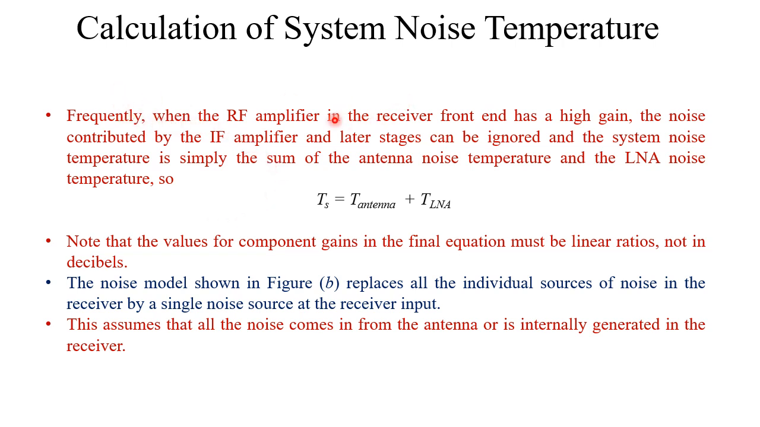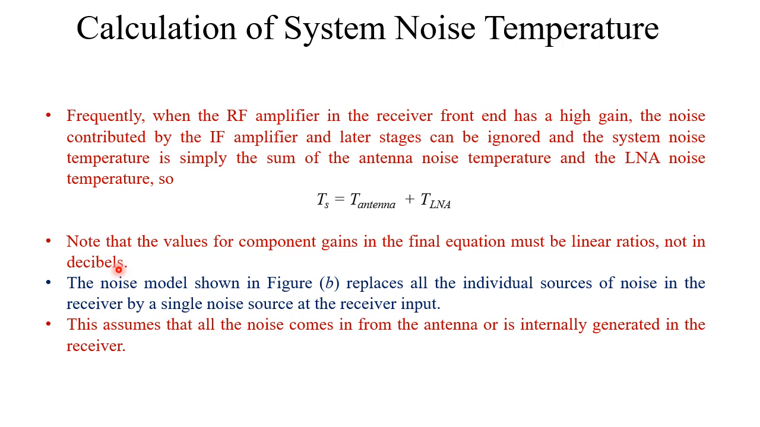So, calculation of system noise temperature. Frequently, when the RF amplifier in the receiver front end has a high gain, the noise contribution of the IF amplifier and the later stages can be ignored, and the system noise temperature is simply the sum of the antenna noise temperature and the LNA noise temperature. So Ts equals T antenna plus T LNA. So values for component gain in the final equation must be linear ratios, not in decibel.